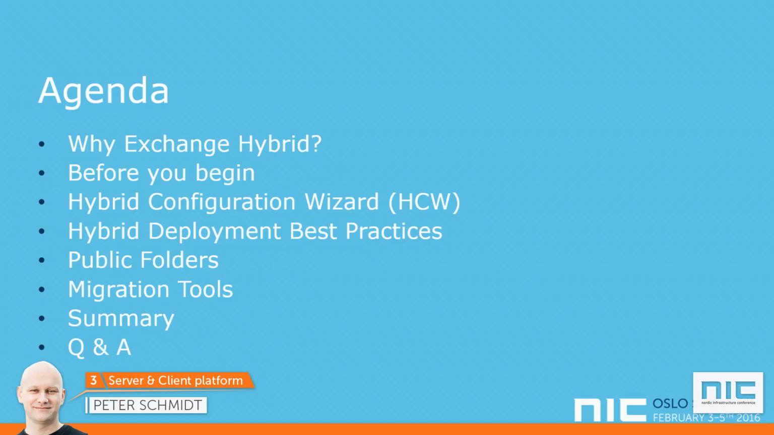I'll look a bit into best practices in Exchange and hybrid, and just briefly cover something about the public folders, both on-prem and online. And I'll have a look into how we migrate from on-prem to the cloud, both using the hybrid configuration wizard and the tools we have in Exchange, but also briefly covering what third-party options we might have as well. There's room for questions in the end, so save your questions and there should be time for them at the end.